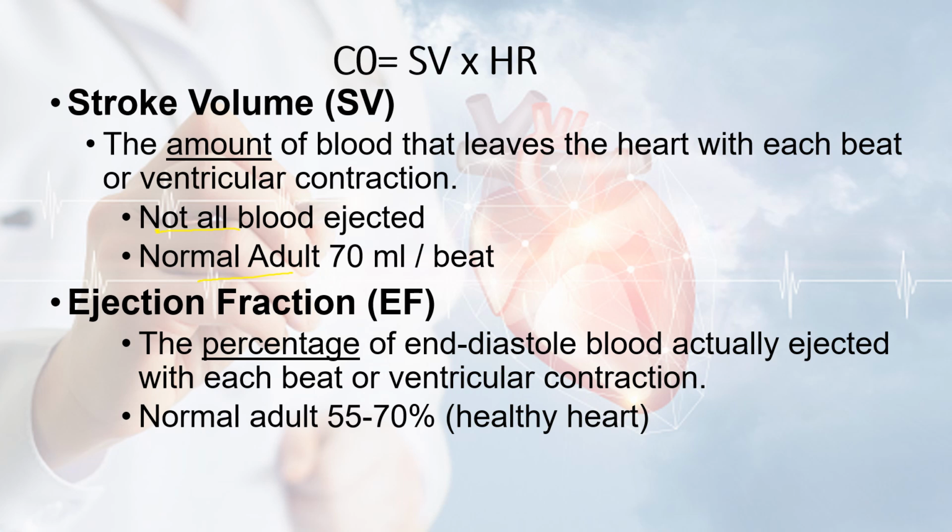Then ejection fraction. Most often you may have seen in your echocardiogram reports a term called ejection fraction, usually presented as a percentage. What is ejection fraction? It is the percentage of end-diastolic blood actually ejected with each beat or ventricular contraction. During ventricular contraction, what percentage of blood is pumped out? The normal range is 50 to 70%. If the person has a healthy heart, then 55 to 70% of blood will be ejected in each beat.